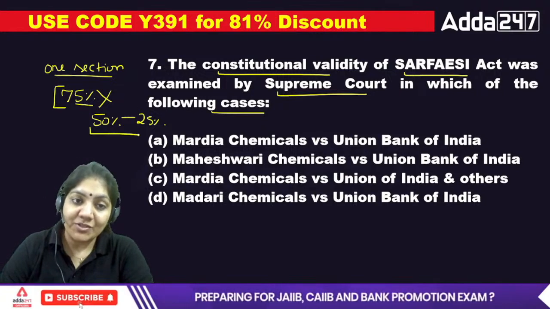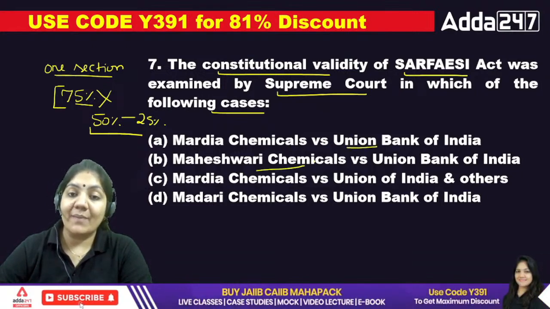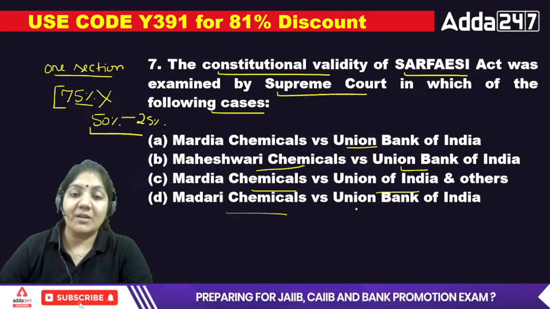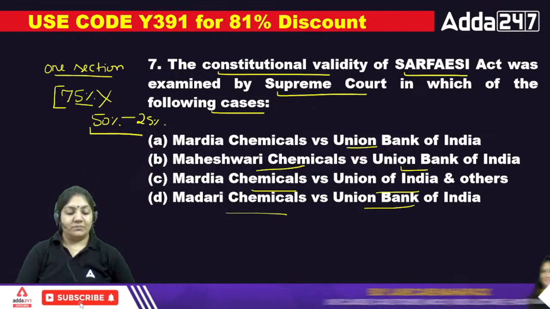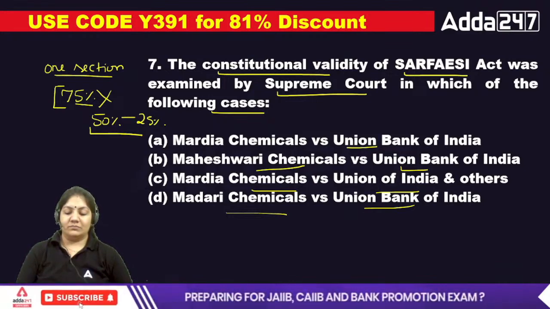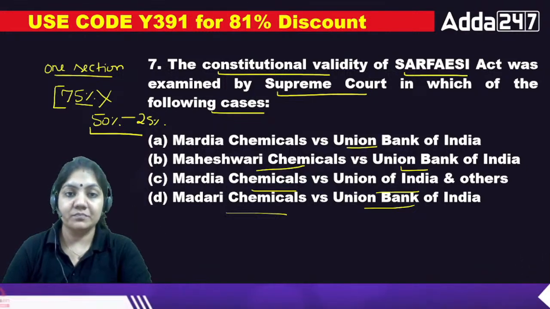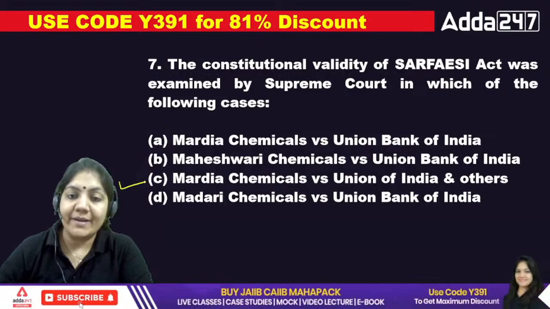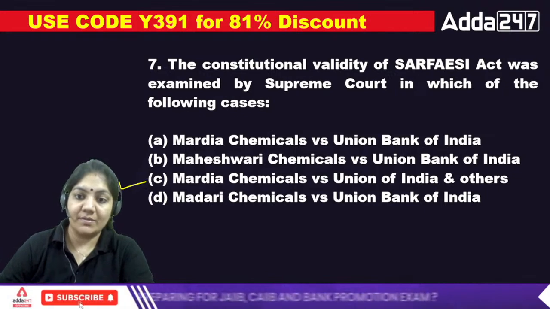This was changed in one of the following cases: Mardia Chemical versus Union of India, Maheshwari Chemical versus Union of India, Mardia Chemical versus Union of India and others, and Mardia Chemical versus Bank of India. Which of these is the right one? Seventh one. For the seventh one, the exact answer is Mardia Chemical versus Union of India and others. So C is the right answer.